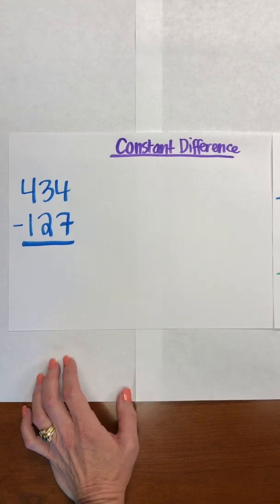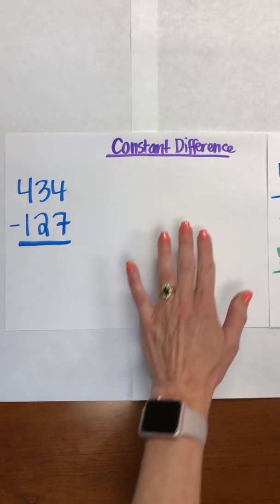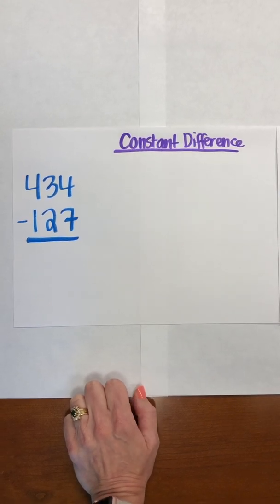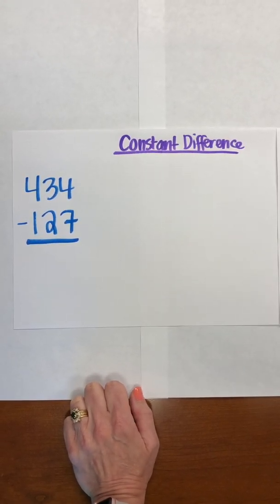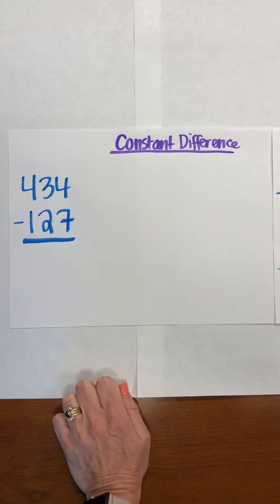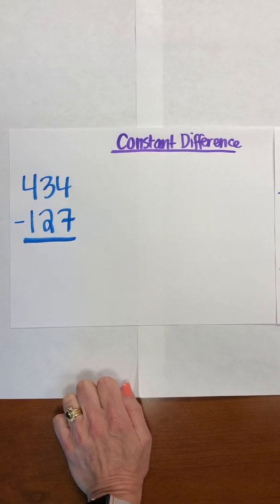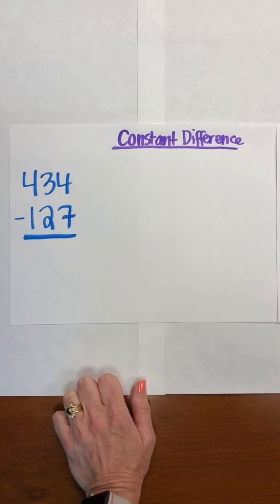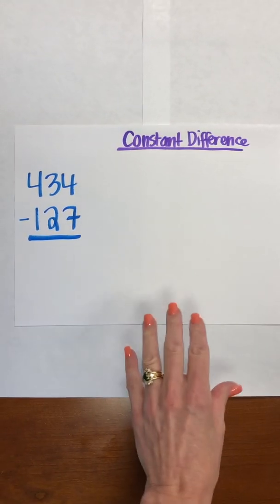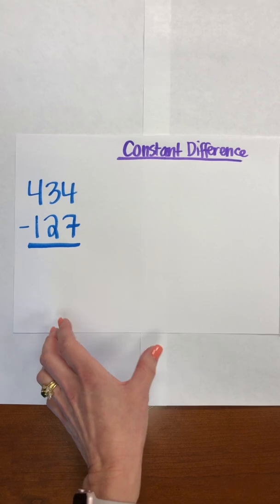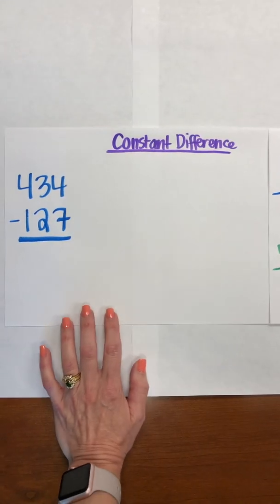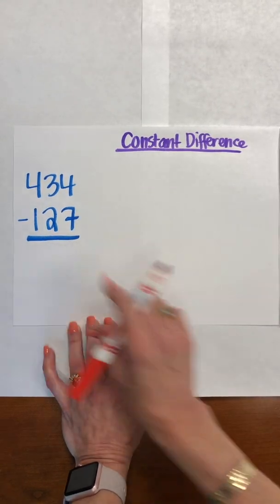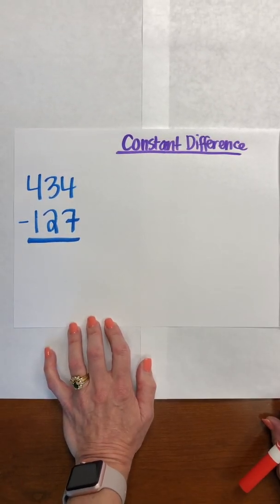So today we're going to talk about a strategy called constant difference. This strategy is a great strategy to help students so they do not have to regroup. I will caution you, please be sure you pre-pick your problems because we want students to understand when it is an appropriate time to use this strategy and when a different strategy may be more appropriate. So here's our problem, 434 minus 127.